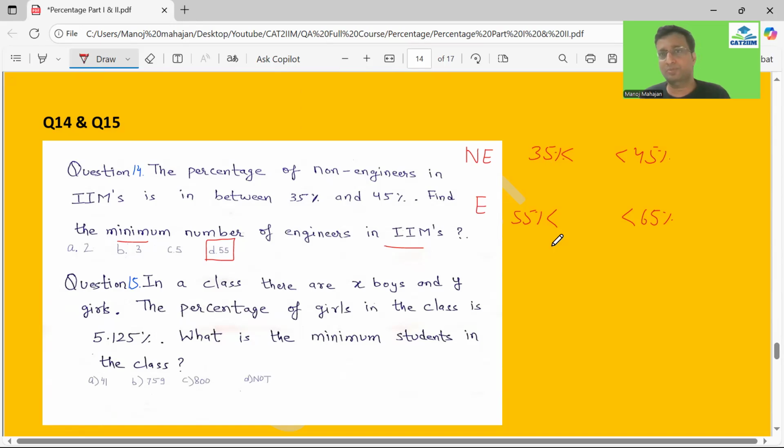Secondly, if you do not have options, we can still work it out. So both ways work for us. If you look over here, we'll put engineers, non-engineers. The sum of these two is the total. Now, as you know, the non-engineers are in the range of 35% to 45%. So we are going to look for the engineers out here, because that is what they're asking, the minimum number.